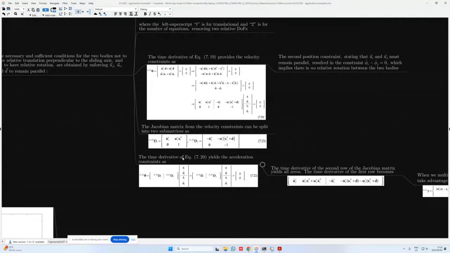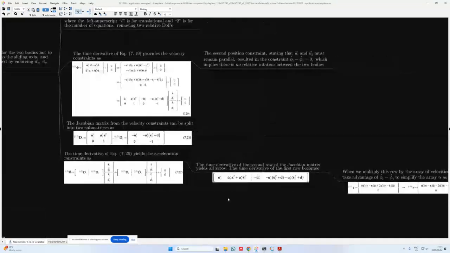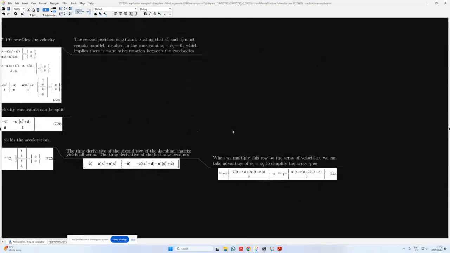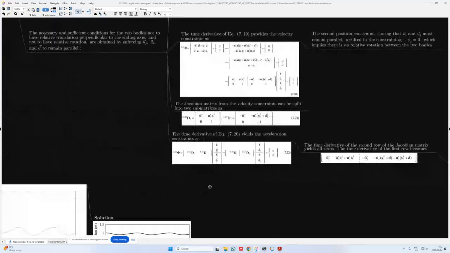And then if we take the time derivative of equation 720, that will yield the acceleration constraints in the system. The time derivative of the second row of the Jacobian matrix yields all zeros. The time derivative of the first row then becomes this matrix that we have over here. When we multiply this row by the array of velocities, we can take advantage of phi.i equal to phi.j to simplify the array gamma as equation 723 in this case. All of this, once again, is done in DAP-BC itself.